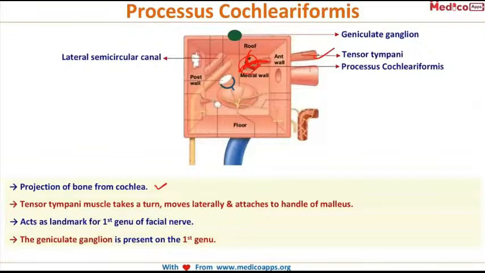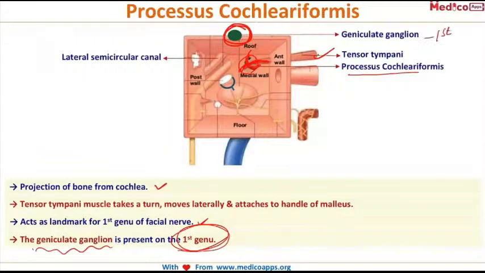This Processus Cochleariformis acts as a landmark for the first genu of the facial nerve, and also the geniculate ganglion is present on this first genu. So here is your geniculate ganglion. It is present on the first genu of the facial nerve, and Processus Cochleariformis acts as a landmark for this.